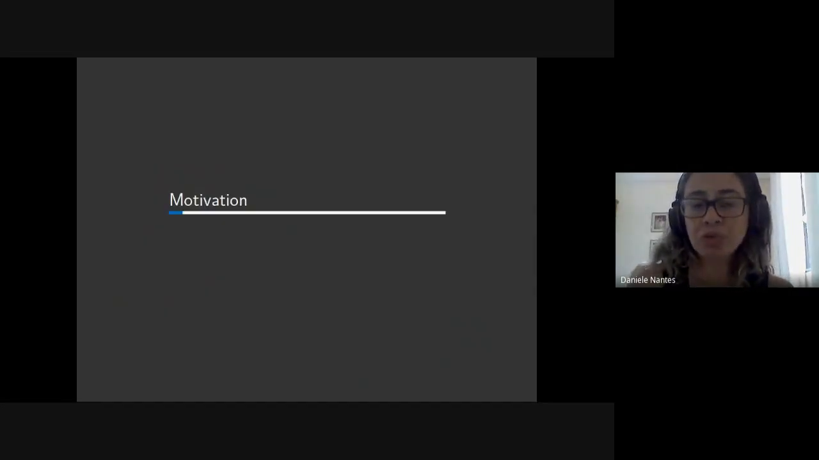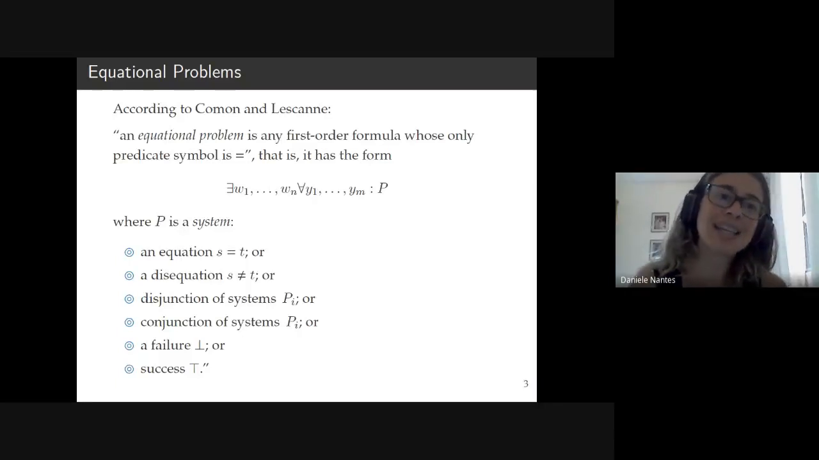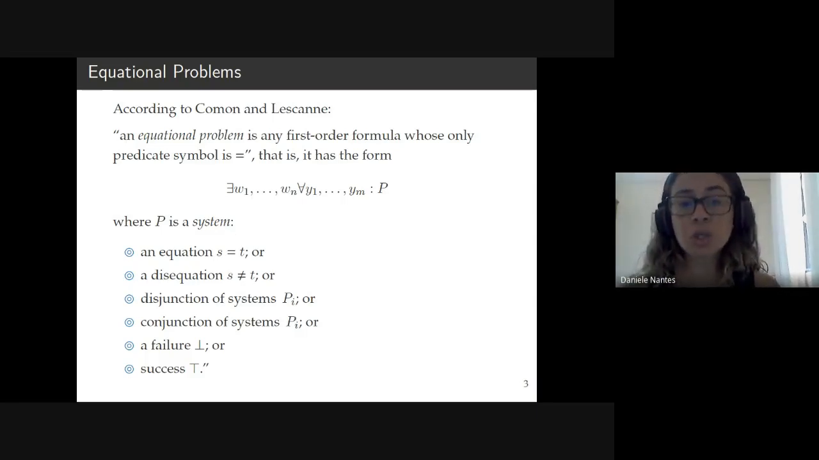Okay, so motivation. We were reading some old papers from the 80s, and then we read this paper in particular that was written by Coleman and Lescan, where they wrote, an equational problem is any first-order formula whose only predicate symbol is equality. That is, it has the form of this: existential of this variable with a forall of some variables of a system P, where P can either be an equation or a disequation or disjunction or conjunction of systems or failure or success.